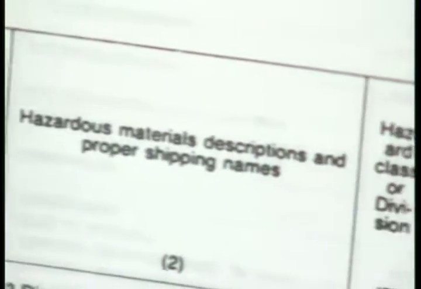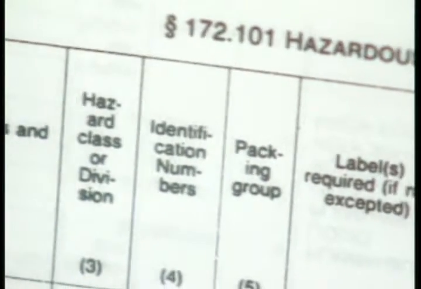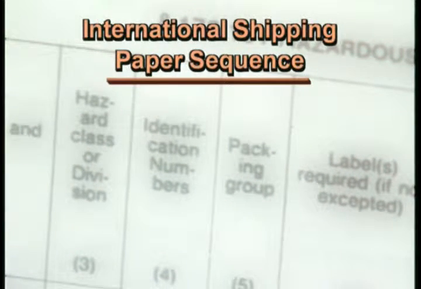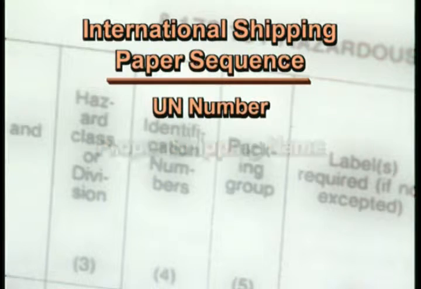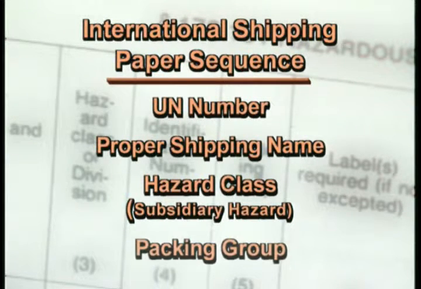If all these columns do not appear on the shipping forms you use, remember the sequence in which these items must appear is still the same. The internationally preferred shipping paper sequence is UN number, proper shipping name, hazard class, subsidiary hazard, packing group.